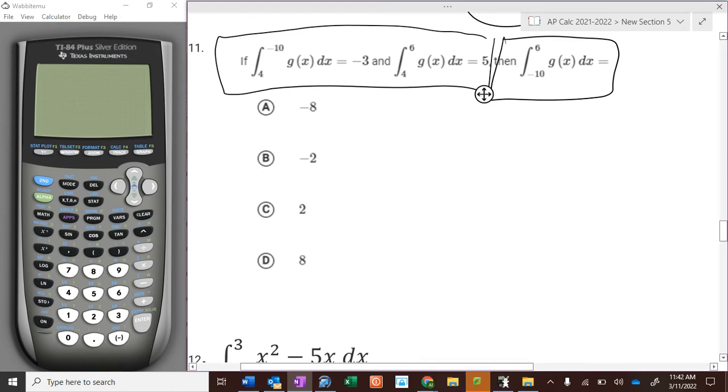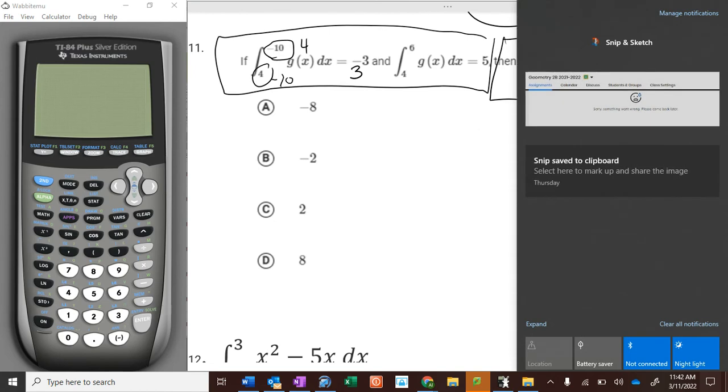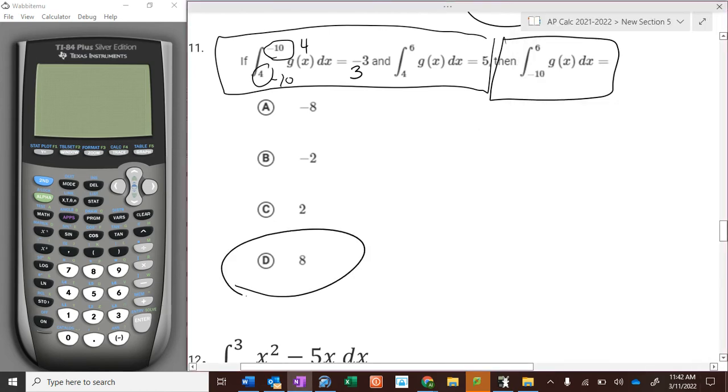It's 8, because it goes -10 to 4. It should go -10 on the bottom, 4 on the top, which makes a +3 there. And then from 4 to 6 makes a +5. +3 plus +5 is a +8. It is D.